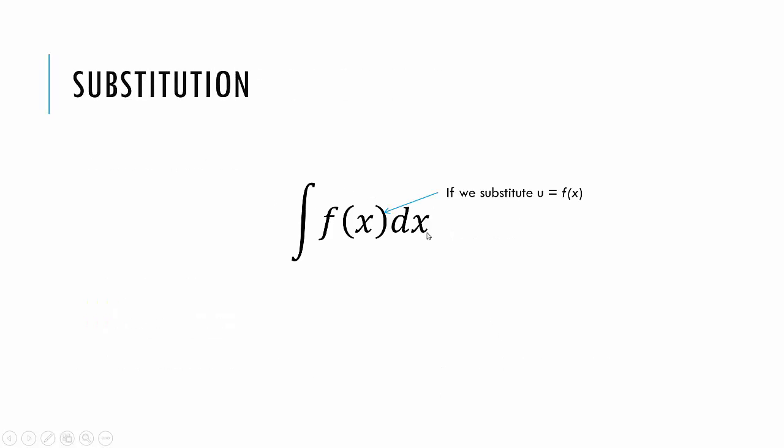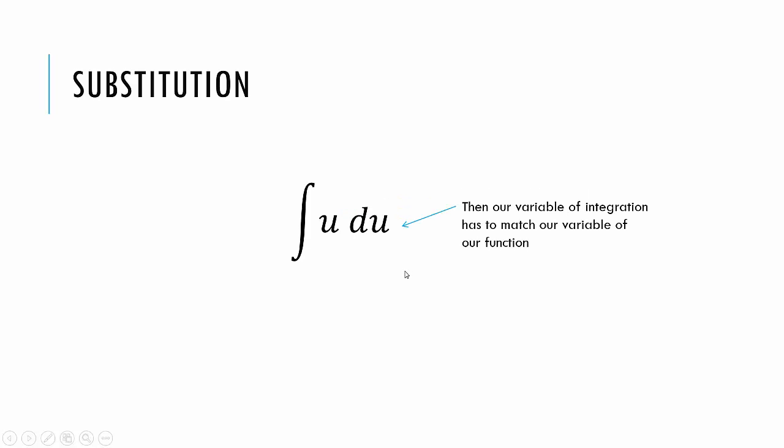So when we do substitution, we substitute our function, we call it u, and then as you can see, this dx says that's my variable of interest that I'm integrating. Well, there is no x, so you just have to actually substitute to match. This du has to match my variable of integration.